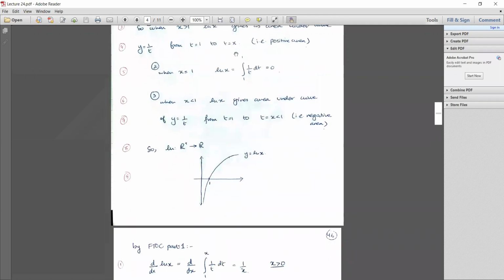So again, the domain of the natural log is all positive real numbers. The range is all real numbers, right? So natural log can take all real values.